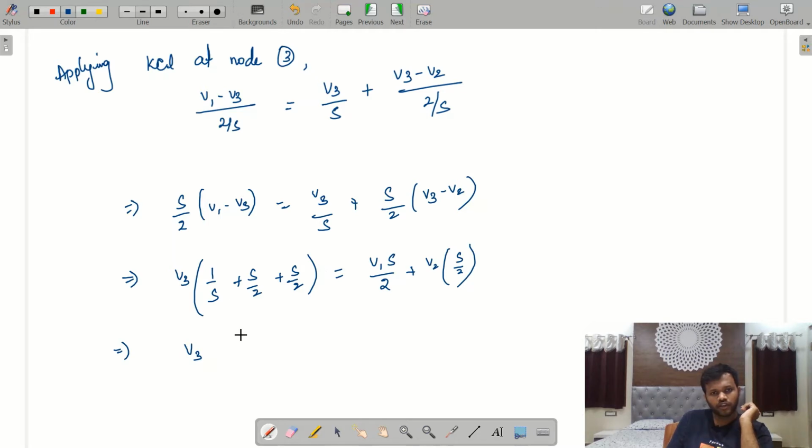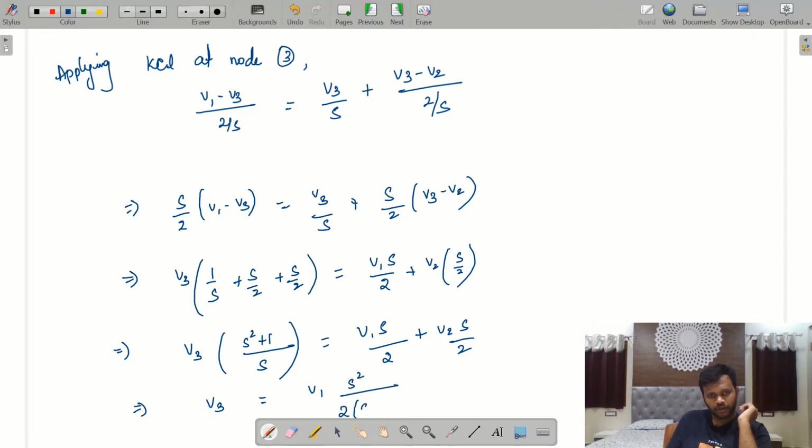So V3 into S plus 1 by S, so S square plus 1 by S, will be equal to V1 by 2 plus V2 into S by 2. So V3 equals V1 into S square by 2 into S square plus 1, plus V2 into S square by 2 into S square plus 1. I will consider this as equation 3.